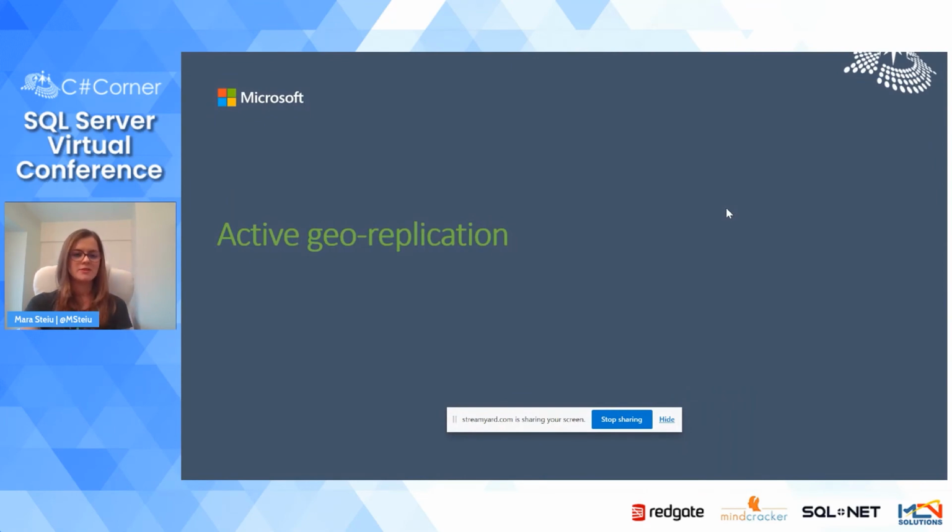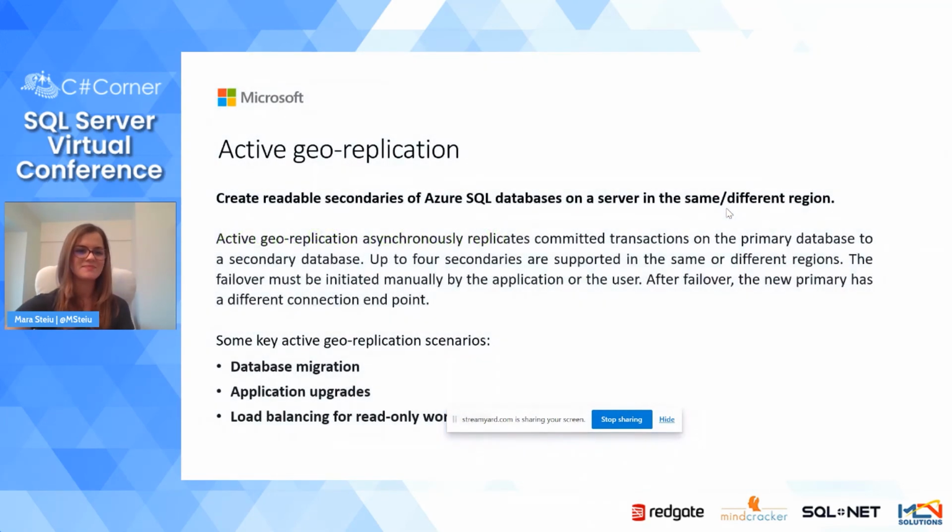And now let's move onwards to active geo-replication. With active geo-replication, you can create readable secondaries of Azure SQL databases on servers in the same or different regions. And this is great for business continuity, especially because it allows the application to perform quick disaster recovery of individual databases if you have outages and disasters like natural disasters, human errors, malicious acts, and so on.